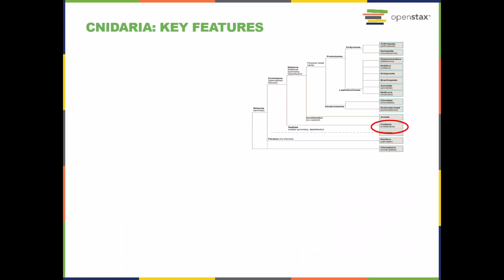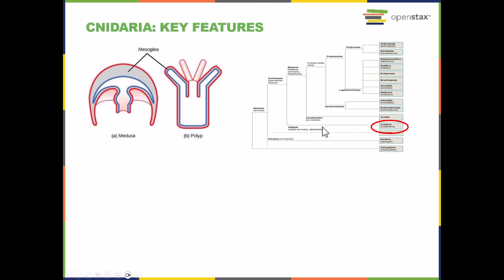Next, we'll look at the cnidaria. They are radially symmetric organisms. Some of the key features of cnidaria, they have two distinct body plans. They have the medusa that we see there on the left, which looks kind of like a jellyfish, and then we see the polyp over there on the right, looks a little bit more like a sea anemone.